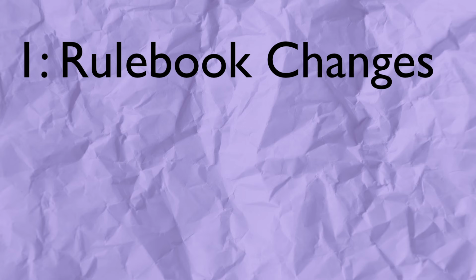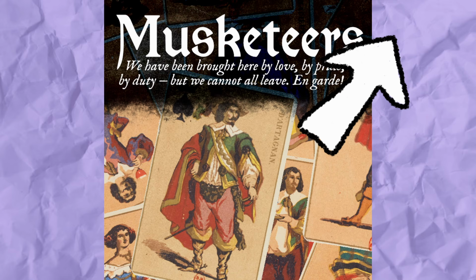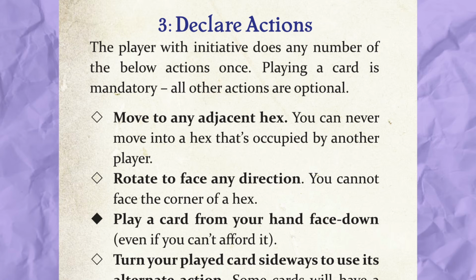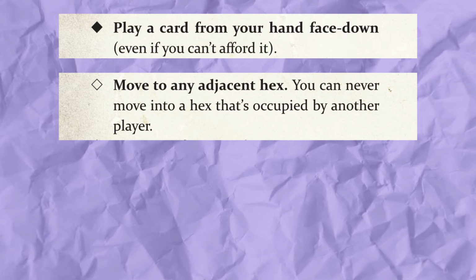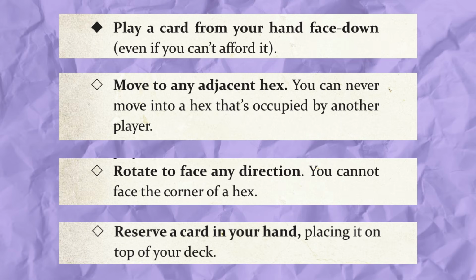One issue I've run into with my board game Musketeers, click the little I to see more about that, is confusion about the declare actions step of the turn. During the declare actions step, each player takes turns playing a card face down. When they do this, they also get to do certain optional actions like moving their character to an adjacent space, rotating their character, or placing a card on top of their deck. Each character gets one opportunity to do everything.